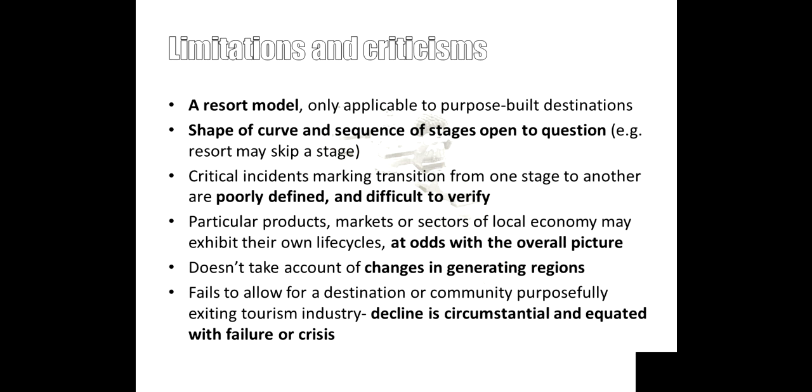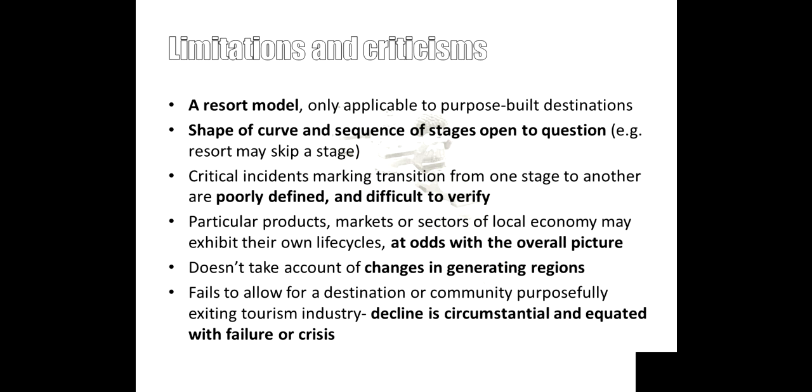Secondly, the asymptotic curve is just one of several possible trajectories of development, and the sequence of stages is not a given. Destinations may, indeed, skip a stage. Thirdly, the moments or events that mark a break with one stage and the transition to another are poorly defined and difficult to verify empirically. Fourthly, the model is too abstract.